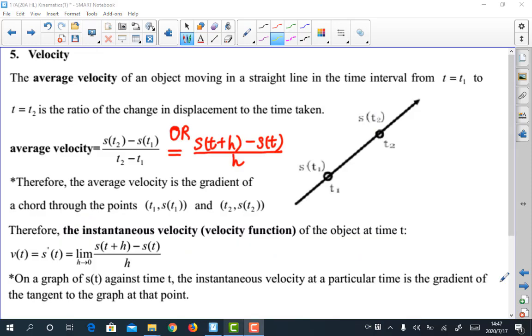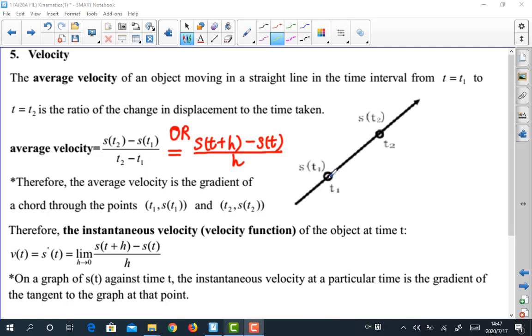Section 5, velocity. Please note that you need to develop a clear understanding about the difference between the average velocity and the instantaneous velocity. What is the average velocity? The average velocity of an object moving in a straight line in the time interval from t1 to t2 is the ratio of the changing displacement to the changing time. Average velocity equals the changing displacement over the changing time. So s of t2 minus s of t1 over t2 minus t1.